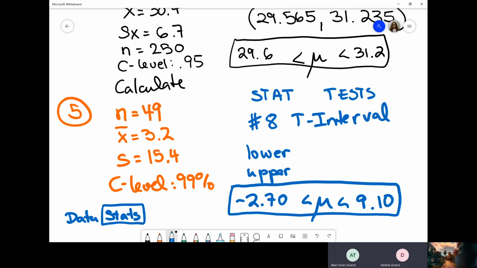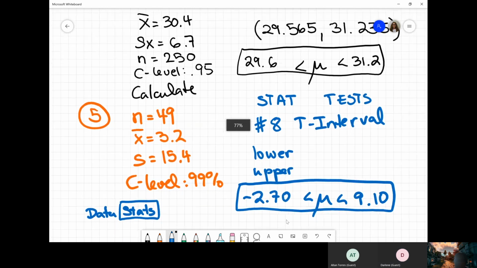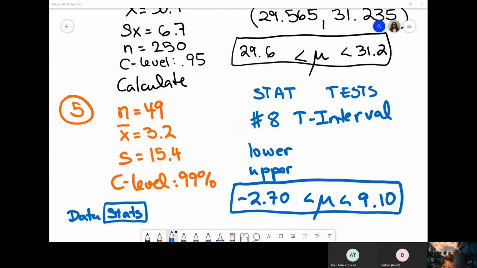That one didn't match. What did he say he had? Negative 2.70 and 9.10. Okay, all right. Yep, that's good. You got that? Yes. Great. Cool. Okay, so that's how you use the calculator to find the confidence interval when the sample standard deviation is given.